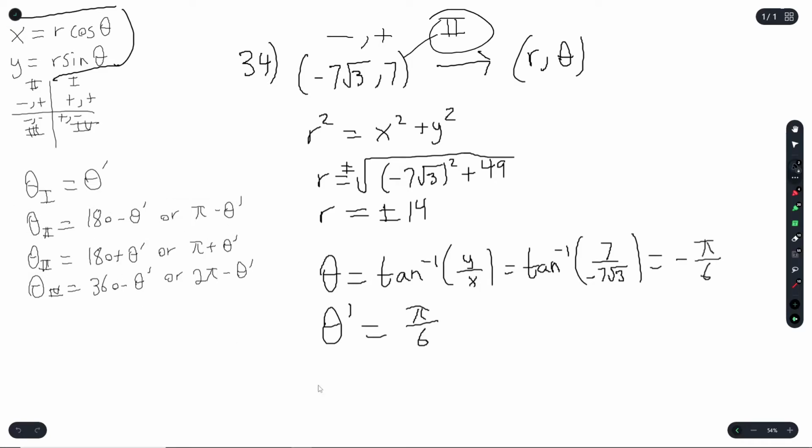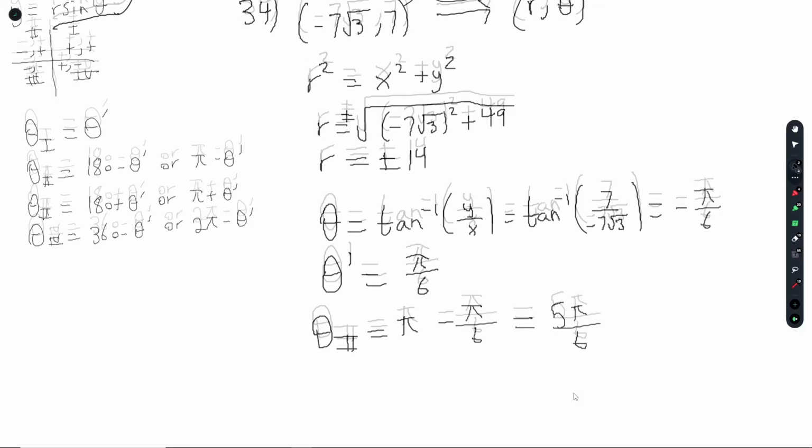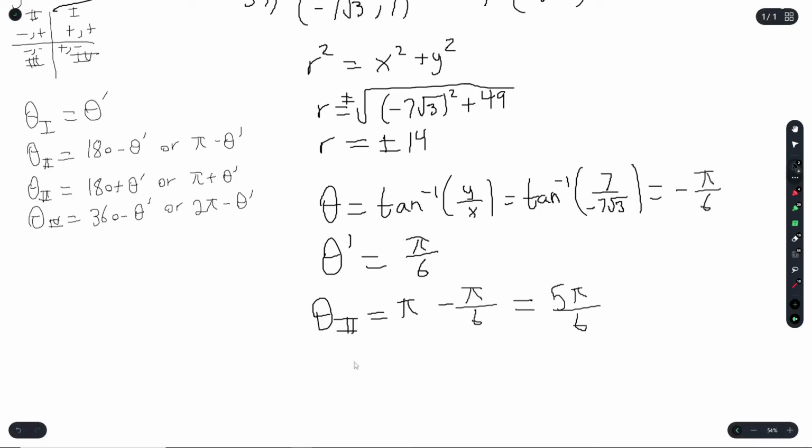So theta of quadrant 2 is equal to pi minus theta prime. So here it will be pi minus pi over 6, which should give you 5 pi over 6. And now we write the point itself. So for the positive r, we're gonna write 14 and just 5 pi over 6.